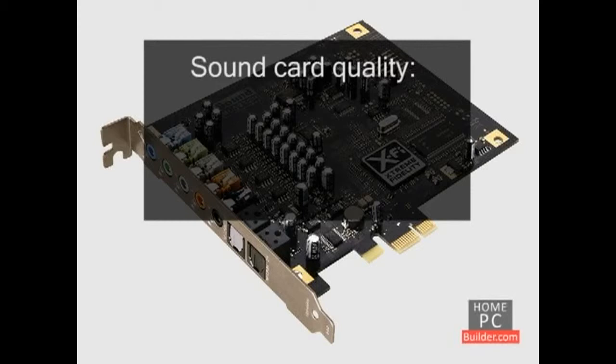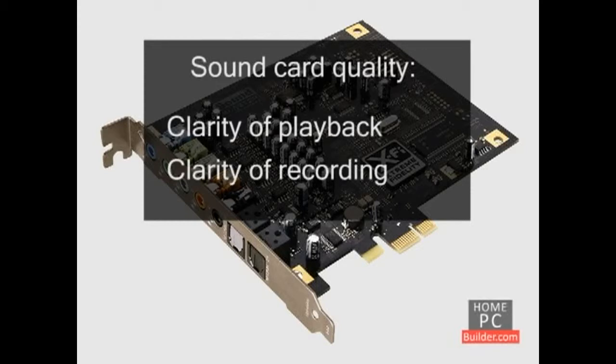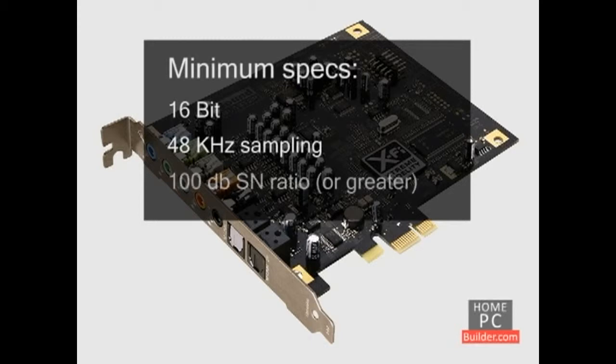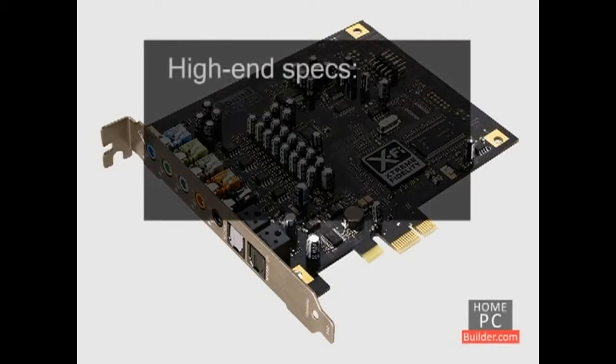The quality of a sound card is based on the clarity of playback and recording of sound. The minimum specs to look for in a sound card are 16-bit, 48 kHz sampling, and a signal-to-noise ratio of 100 dB. This will give you CD quality playback and recording of sound. Higher-end sound cards offer 24-bit and 96 kHz sampling, which produces greater than CD quality and is considered professional quality sound.